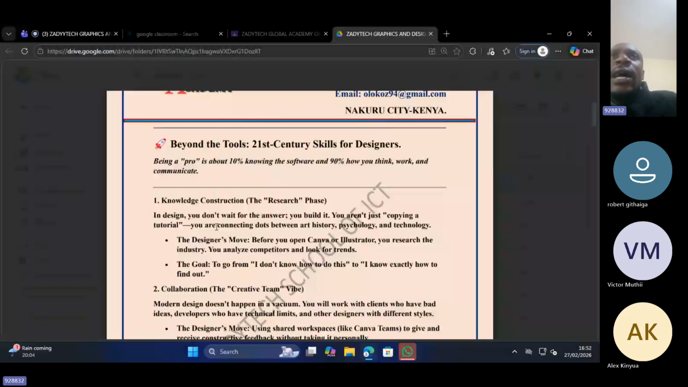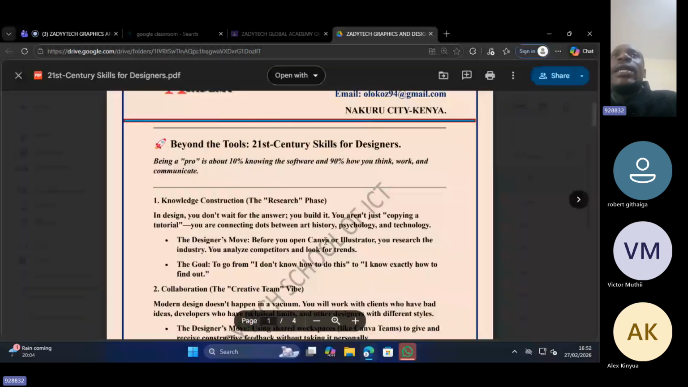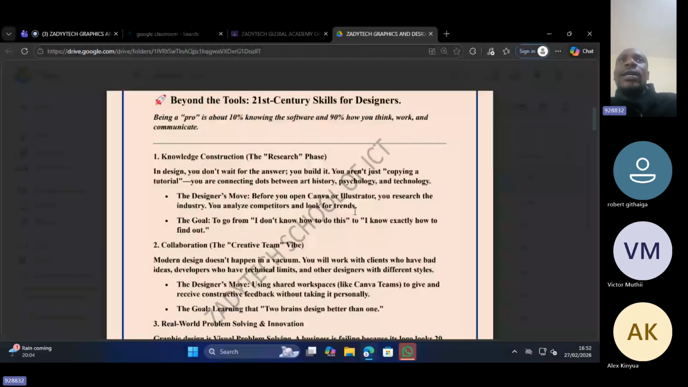Then let's look at the designer level. The designer move. Before you open Canva or Illustrator, these are just tools for designing. You research the industry, you analyze competitors, and look for the trends. Yes, for example, you are told to design a logo for ZTech Global Academy. And you know that ZTech Global Academy is a tech academy school. Yes. So before you even open your Canva, do your due diligence and do the research.